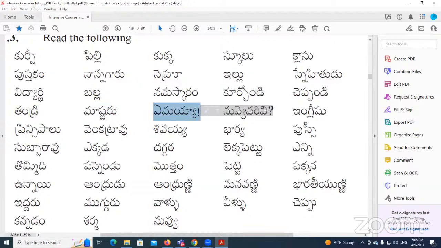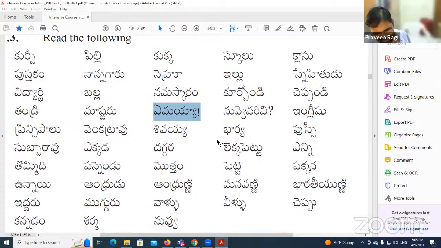Yemaya. This is respectful, I think. Emaya, it is to call a person. For example, I am talking with a child who's younger than me. So you can say Emaya like that. Or a very old man can say this one to any young person and start the conversation. Emaya, em chestunnao? It is the starting word only. What are you doing? Em chestunnao?